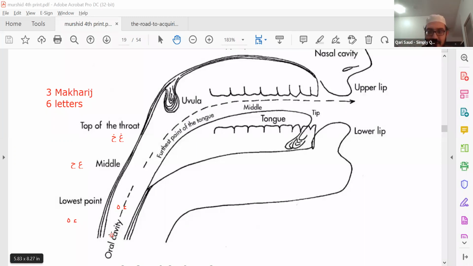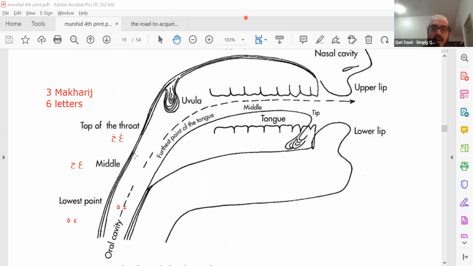This is like the common dialect, when Arabs are speaking Arabic, the ayn will sound more like that, okay? Which is fine when they're speaking, but when it comes to the Quran, you should be more precise and say it from the middle. Ayn, ayn, okay?